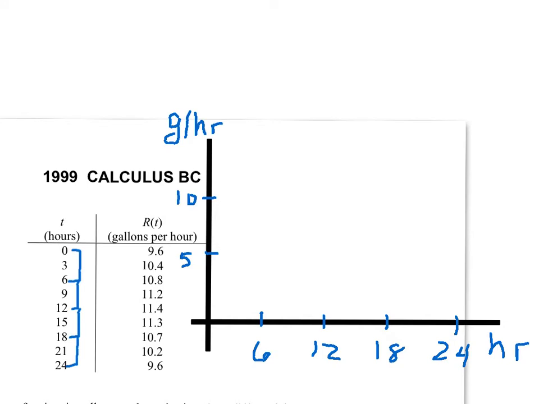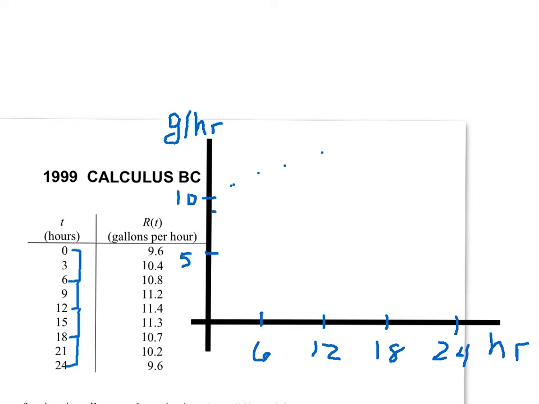Alright, now I'm going to plot a few points. I'm not going to plot them all, but just enough so that we can get an image of these rectangles. Our first point is 0, 9.6. Our next point is 3, 10.4. And our next point is 6, 10.8. I'm exaggerating the change in y just so it's easier for us to see our rectangles. Let's continue on. At 9 we have a y value of 11.2, and at 12 we have a y value of 11.4. So there are our points.